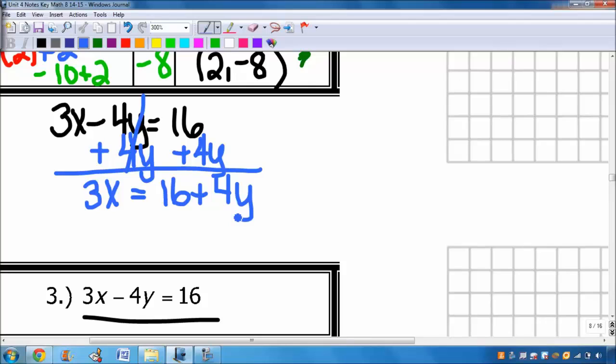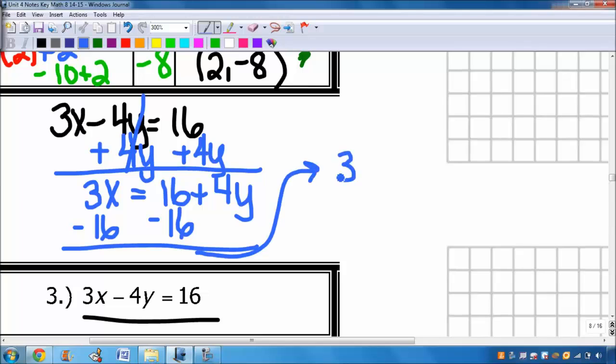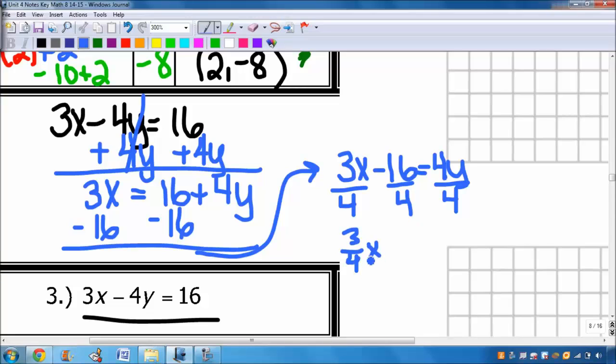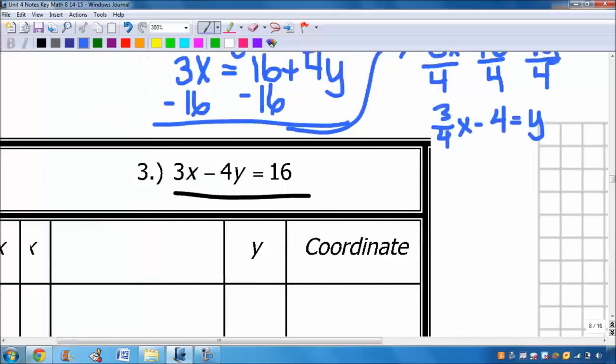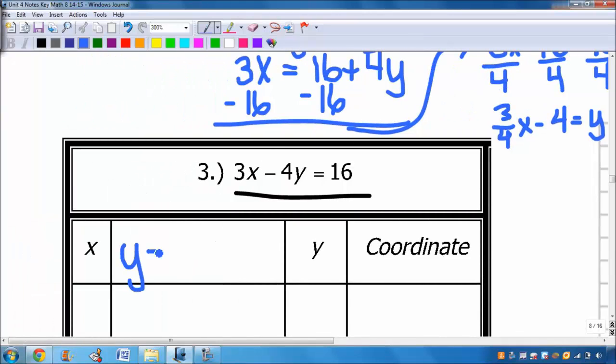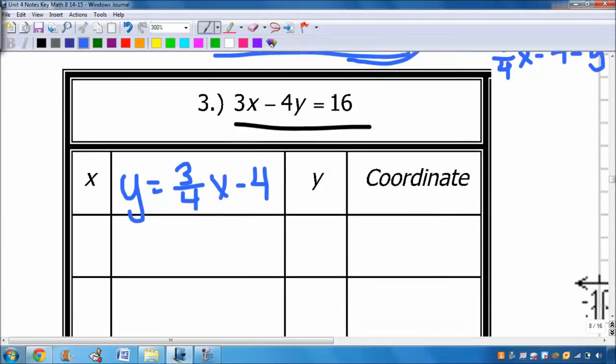Remember, your goal is to get the y by itself. So on the same side of the y is the 16. So I'm going to subtract 16 from both sides. Okay, so I end up getting 3x minus 16 equals 4y. So now I just got to divide everything by 4, and I end up getting 3/4 x minus 4 equals y. So now my y is by itself. That's what goes right inside of this box right here. So I'm going to say y equals 3/4x minus 4.